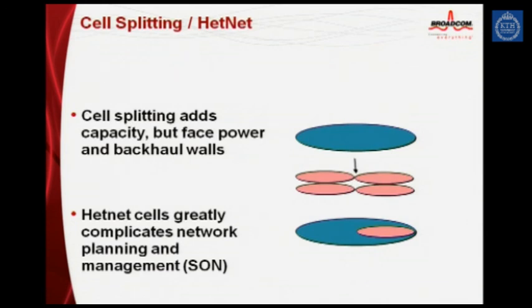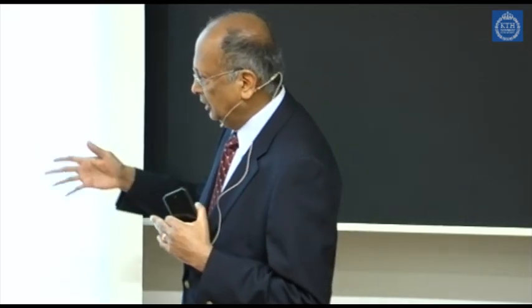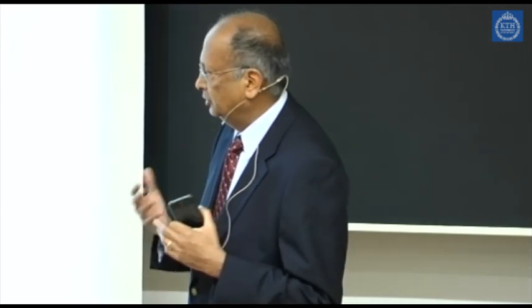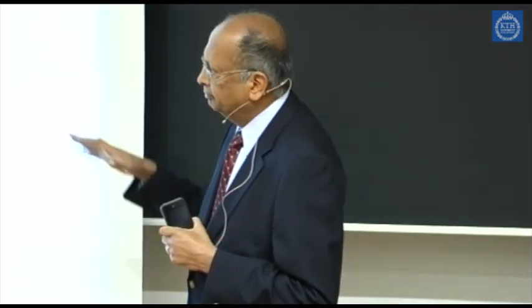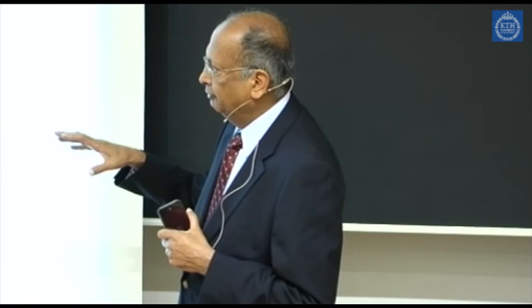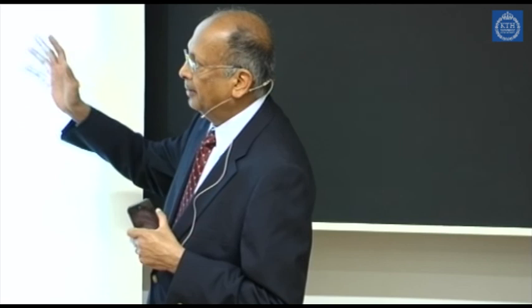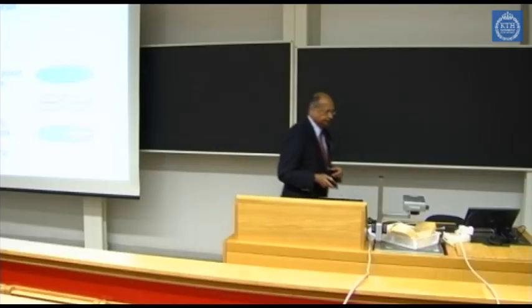So HetNets, of course, is where you have a combination of these cells. And how do you manage all these intercell handoffs from upper layer to lower layer? And there are also issues about organizing these things, self-organizing networks. So there are a lot of people working on these ideas, but none of them come easily. There are lots of issues to be solved here at the conceptual and the practical level. But there are some serious problems with power and backhaul issues on cell splitting. So certainly, this will probably be the most powerful way to get capacity, but it comes with problems which are not easily solved, so we'll have to do it carefully.